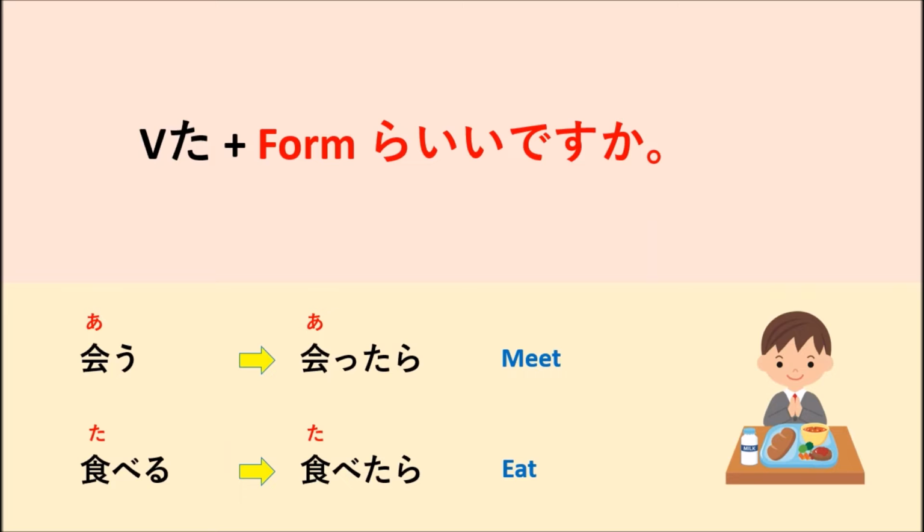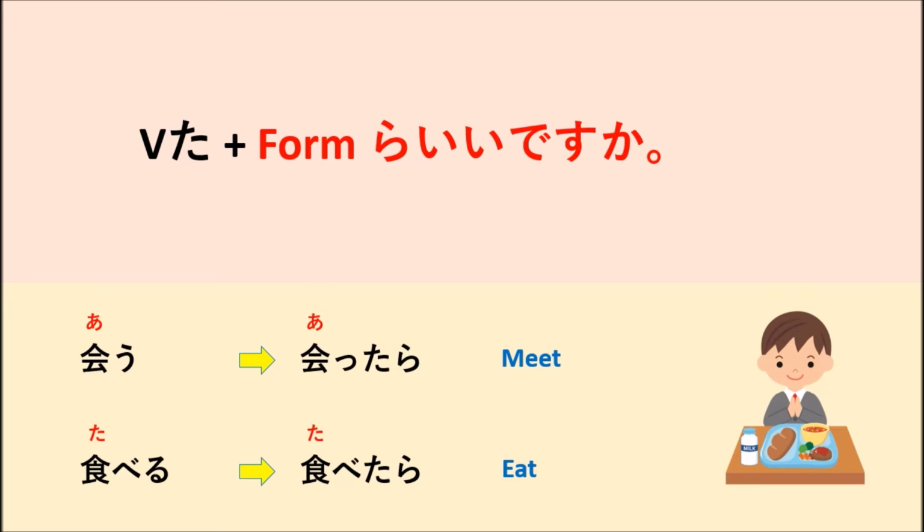And we also have some other verbs. For example, au, which means to meet someone or something. We change it to the past tense, atta, which is the past tense, and then just follow it with ra. So we have attara, which means meet.